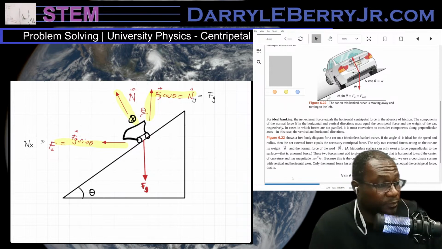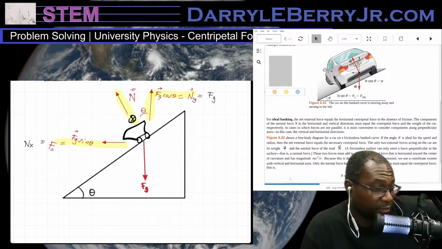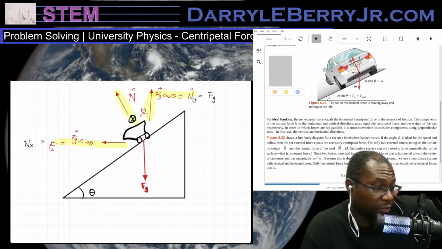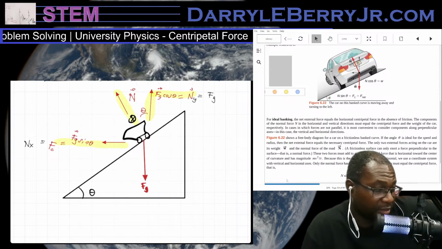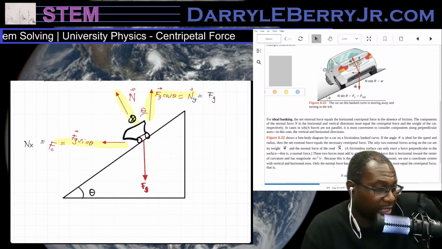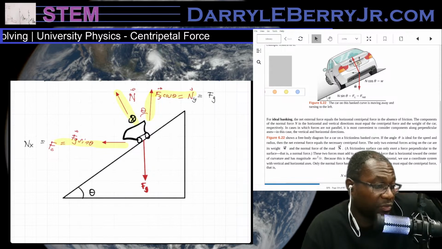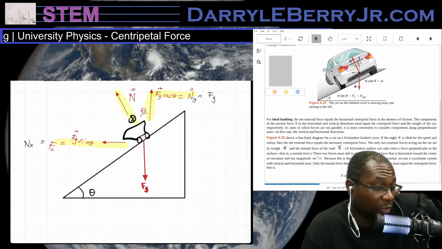Interesting. It's very unusual. In cases in which forces are not parallel, it is most convenient to consider components along perpendicular axes, in this case the vertical and horizontal directions. Figure 6.22 shows a free-body diagram for a car on a frictionless banked curve. Angle theta is ideal for the speed and radius, and then the net external force equals the necessary centripetal force. The only two external forces acting on the car are its weight and the normal force of the road.